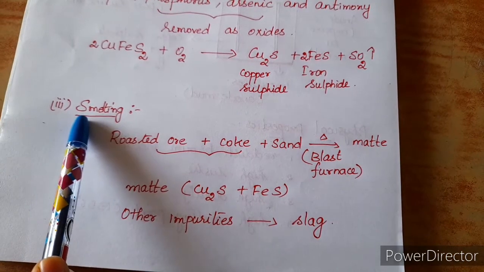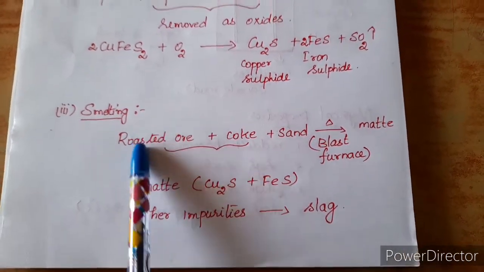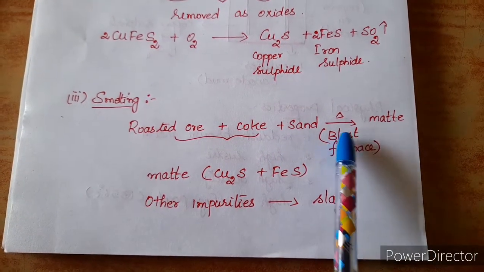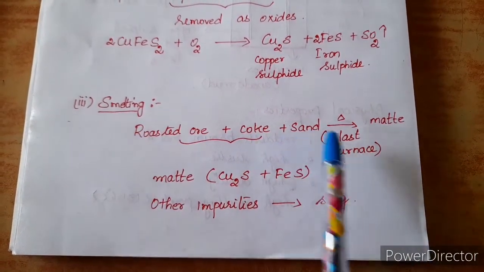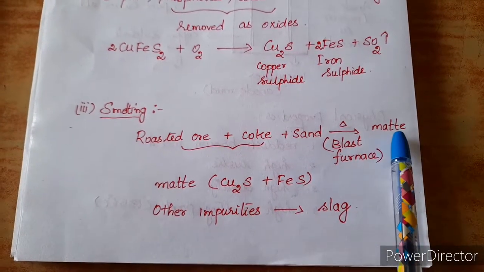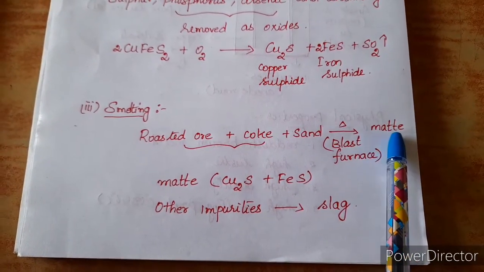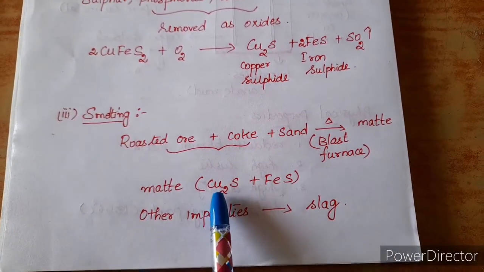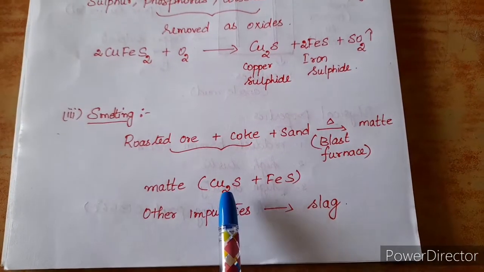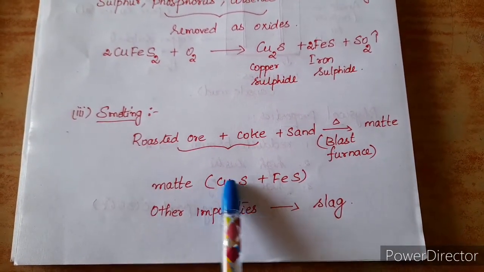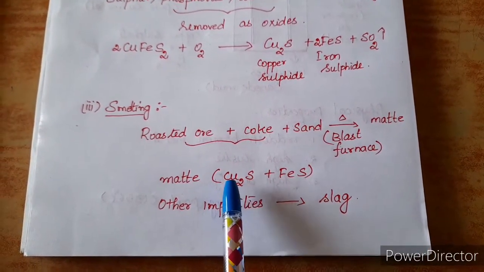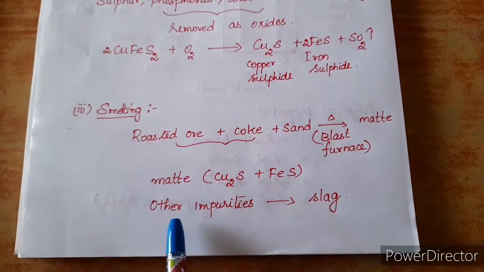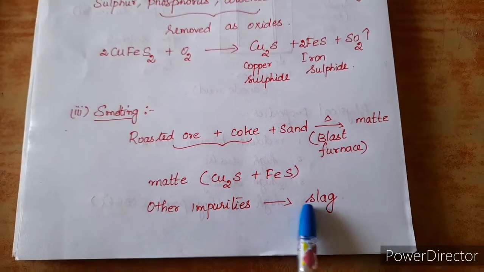After the roasting process we have the smelting process. Now here the roasted ore is mixed with coke and sand, and it is taken in a blast furnace. So all these mixtures are taken in a blast furnace and we get matte. Now what is this matte? What this matte consists of? This matte consists of our copper sulfide and iron sulfide that we got in the roasting process, isn't it? So this contains the combination of the copper sulfide and ferrous sulfide. So along with the matte, the other impurities are removed as slag.